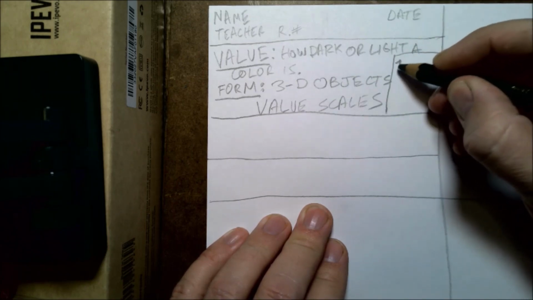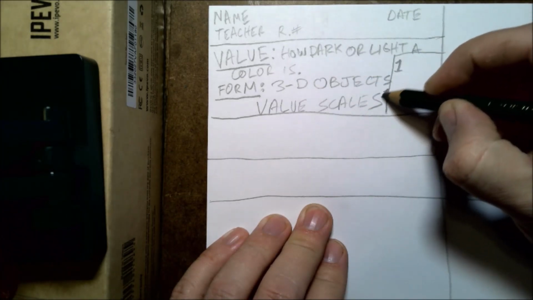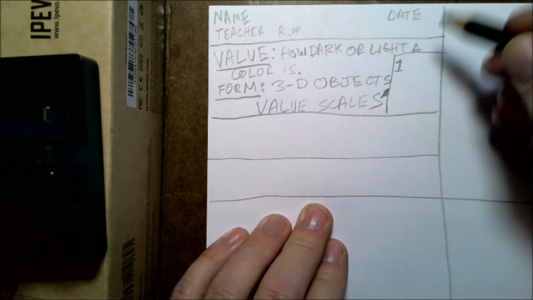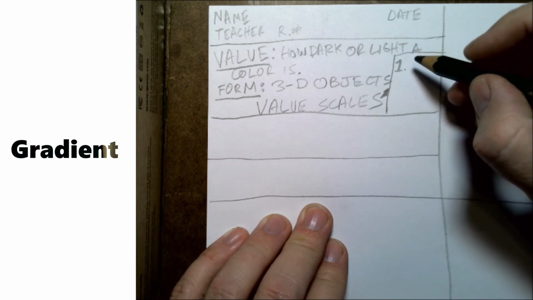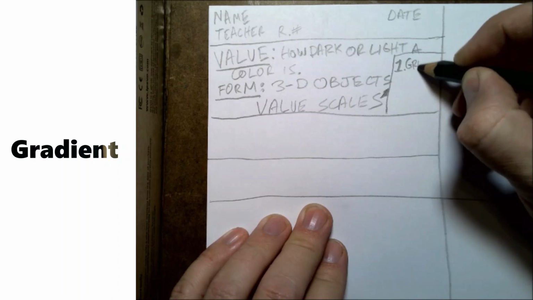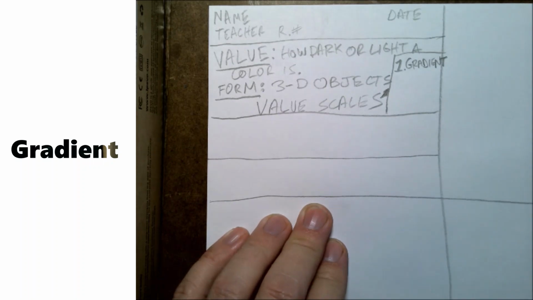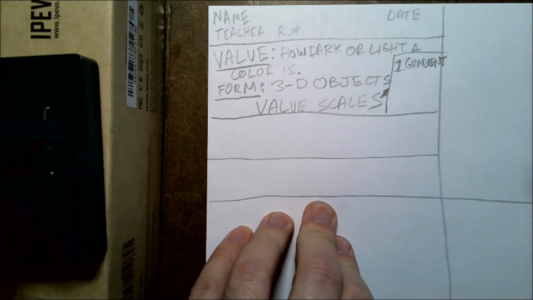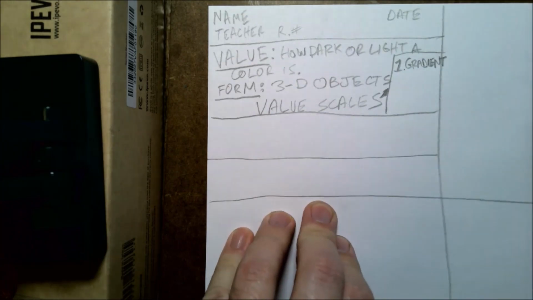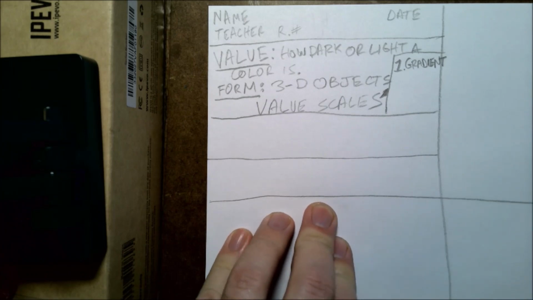So the first value scale we're going to do, I'm doing a little arrow there just to point up at that, is a gradient. G-R-A-D-I-E-N-T. Gradient. Alright. So gradient is kind of, think of like smoke coming out of a chimney in some pictures or whatever, and it looks like it's going away, dissipating into the air.